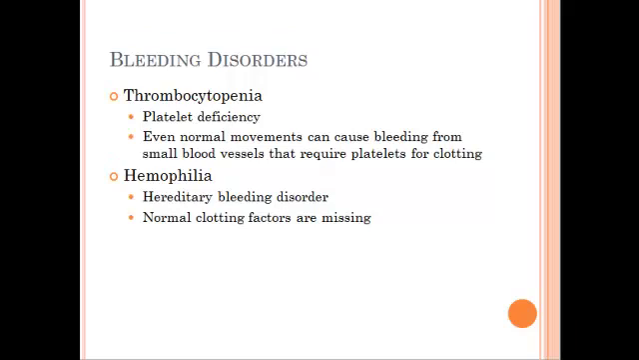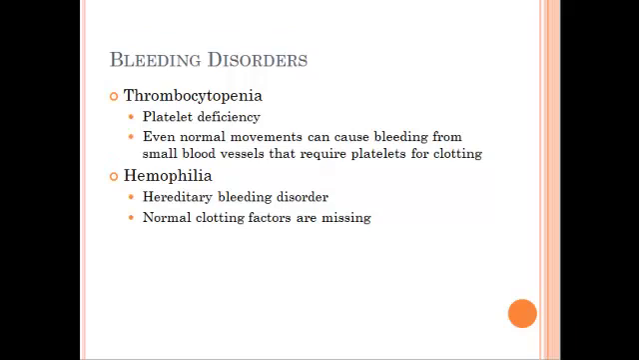There's also something called hemophilia. This is not as common as thrombocytopenia, but also happens. And in hemophilia, what's happening is you're missing some of the clotting factors. The clotting factors are those factors that are essential in the cascade that leads to blood clotting. And there's around 10 factors. If you're missing any of those factors, that's going to stop clotting from happening.